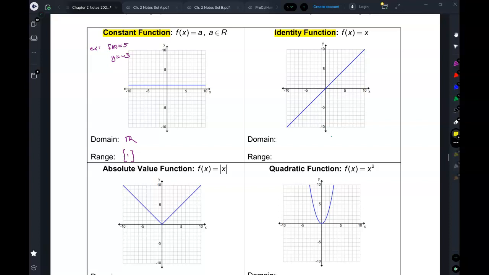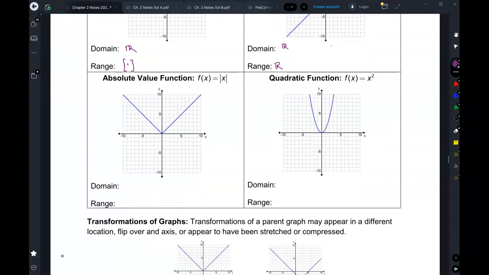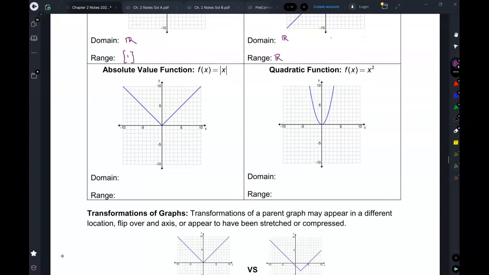Next is the identity function, f of x equals x. So that gives you a line. That's a linear function. Okay, the domain for all of these functions is going to be all real numbers, and the range is always going to be all real numbers. All right? So next we have an absolute value function.